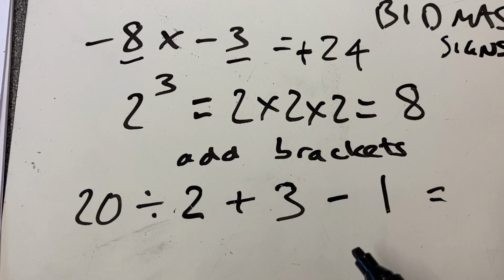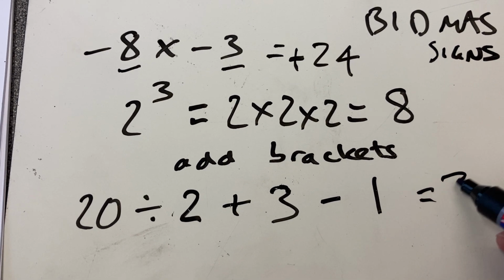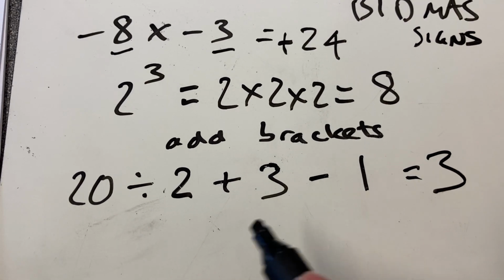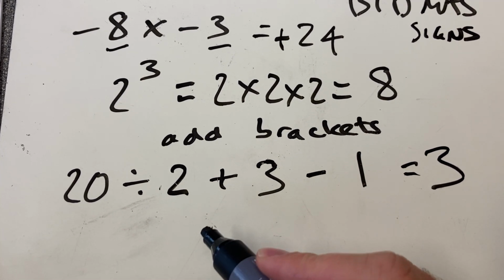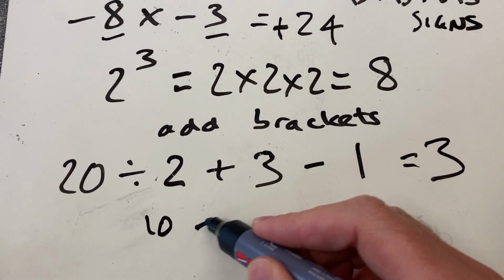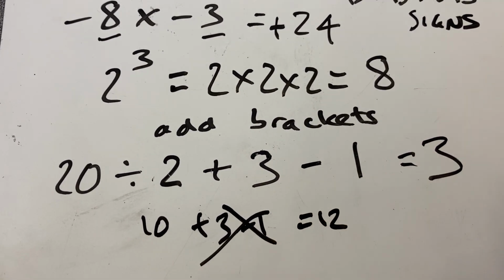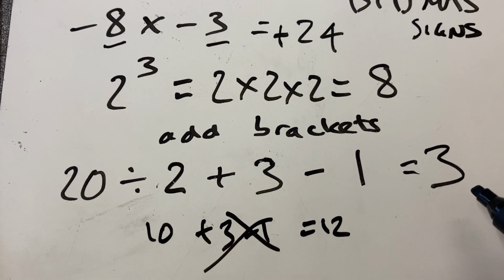because I want to add some brackets to make it 3. So I want to add brackets to make this statement correct, because currently, if I just go by the order of BIDMAS, I'm going to get 10 plus 3 minus 1, which is 12. So that's not correct to equal 3.